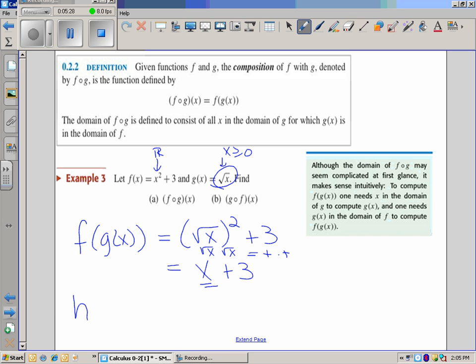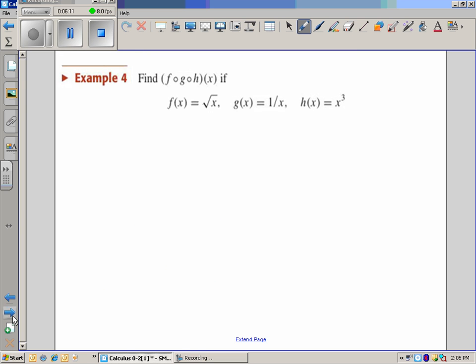Whereas g of f of x here is going to be plugging f into g, so that would be the square root of x squared plus 3. Okay? Now, the problem doesn't actually ask us for the domain, it just says to find f of g of x and g of f of x. But important to note in this case that this function, as it stands, the domain is all reals, because there is no restriction there. Okay? This would have to be positive, and you can see would be positive everywhere. So, no issues.